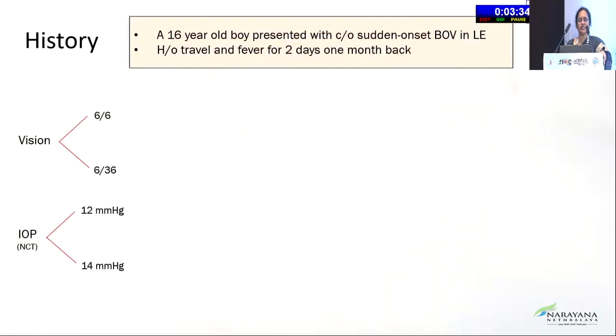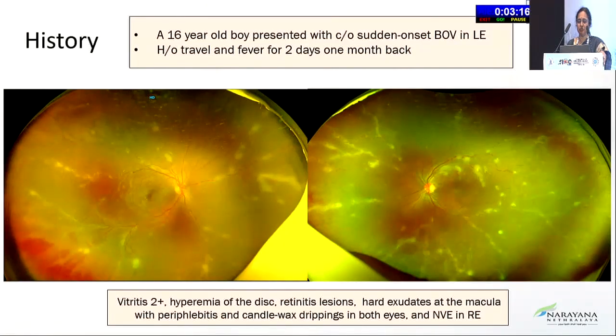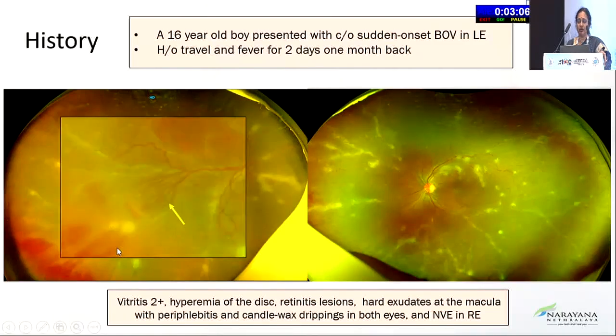Next case is a 16-year-old boy who presented with a history of sudden onset of defective vision in the left eye, and a history of travel. He also gave a history of fever 2 days back. On examination, we could see a bilateral retinal vasculitis with classical candlewax drippings, hyperemia of the disc, periphlebitis, and neovascularization of the disc in the right eye, where we could also see neovascularization elsewhere.